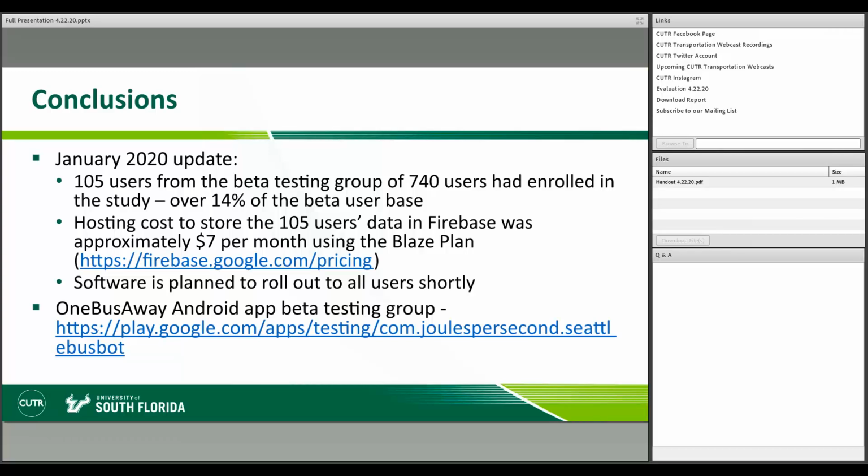So in just a quick update, as we were wrapping up this project, we did one more snapshot, just looking to see how many users were still enrolled. So user enrollment had actually gone up to 105 users out of the beta testing group of 740 users. So about 14% of the beta testing user group had enrolled in this pilot without any incentives.